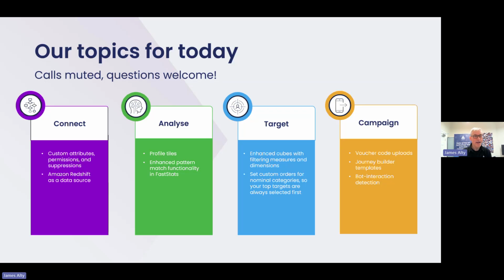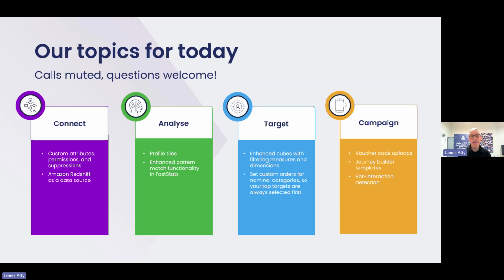If we look at the connect area, we have shipped the capability to add custom attributes to our CDP, to add permissions and suppressions to the CDP. We've added Amazon Redshift as a data source. So if you've got data in Redshift, which is a column store, just like the Apteco column store, you can now pull data in natively into Apteco.